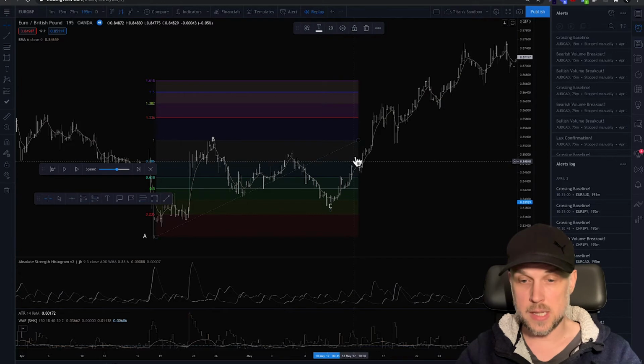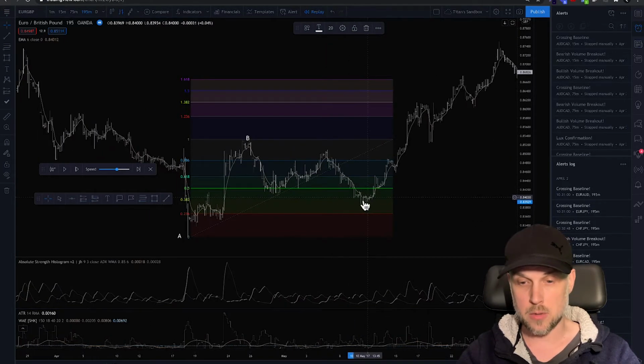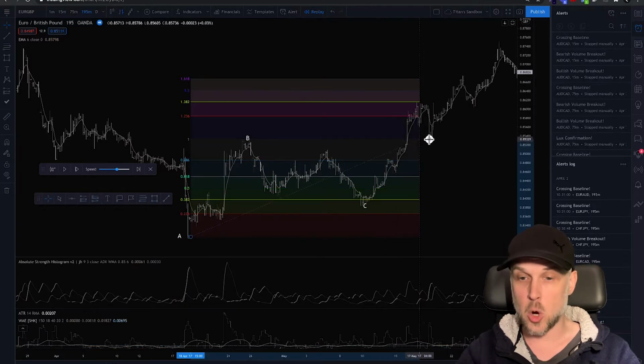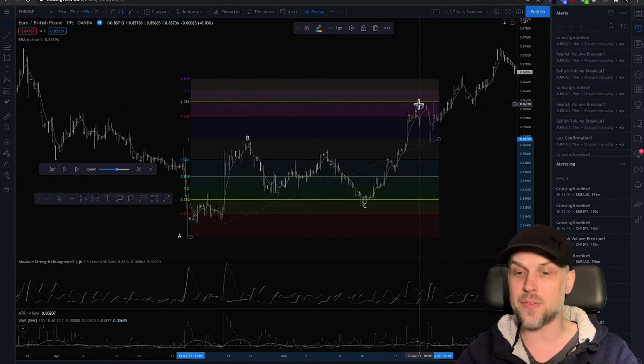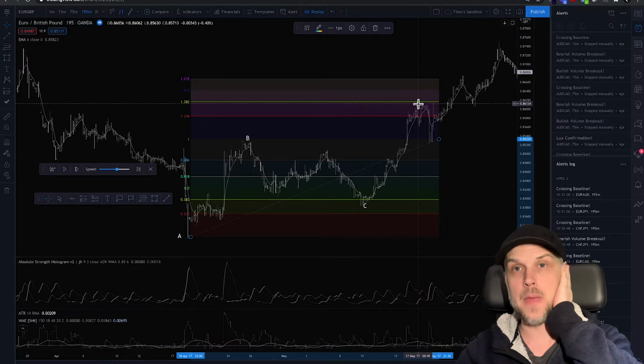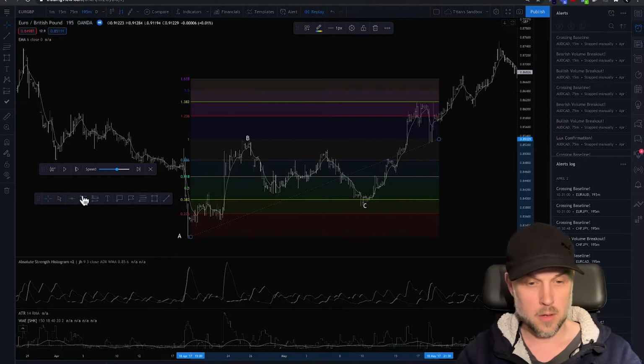and what they're looking for is the extension, because it retraced back down to the 382 level. That means it's going to go up to the 382, and look at how it perfectly hits that level. It's perfect. So there's our D.